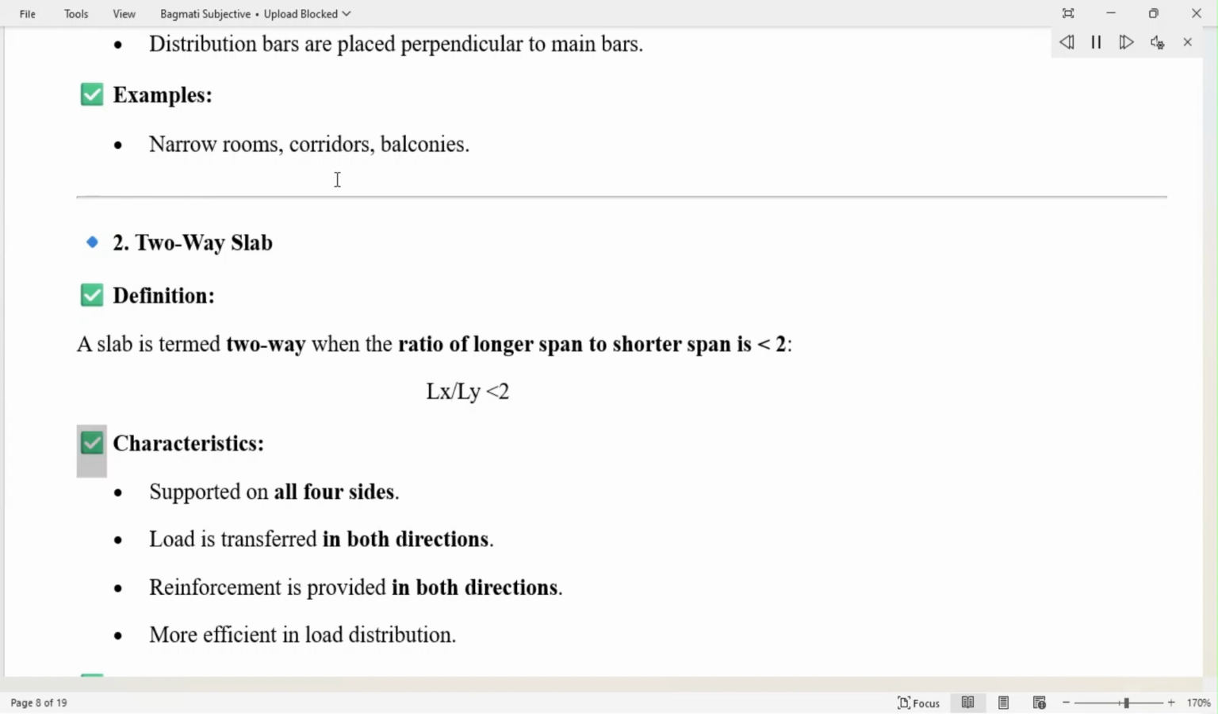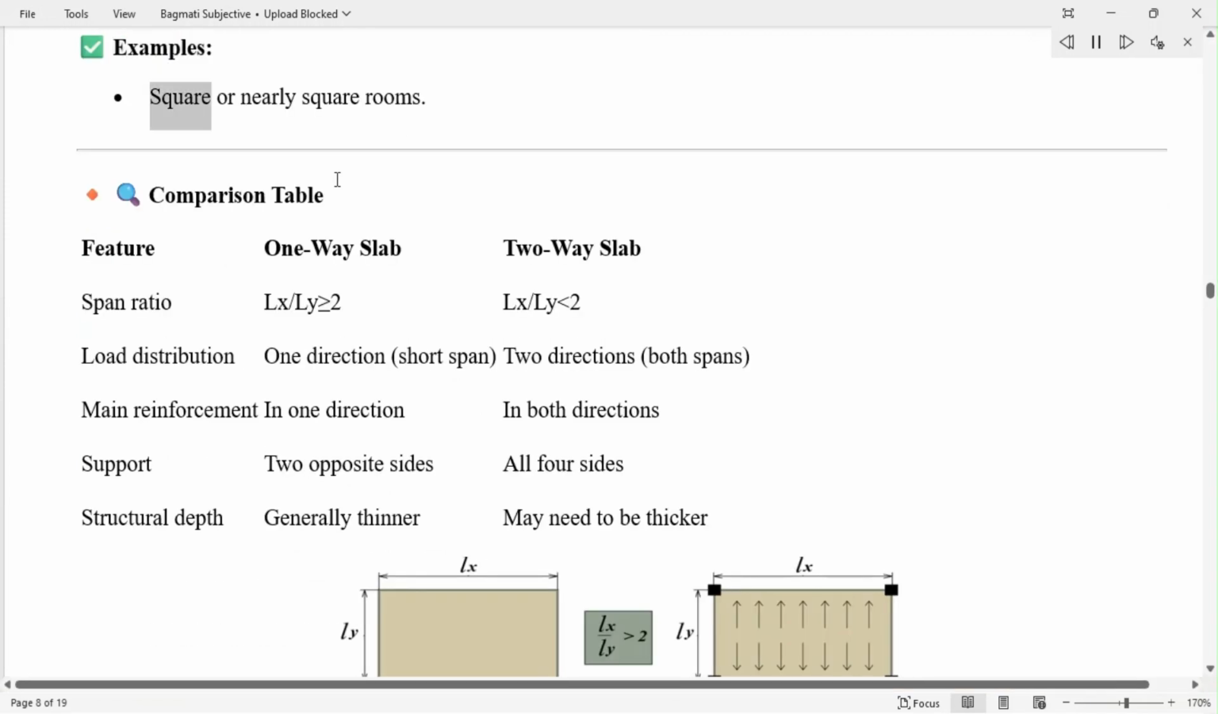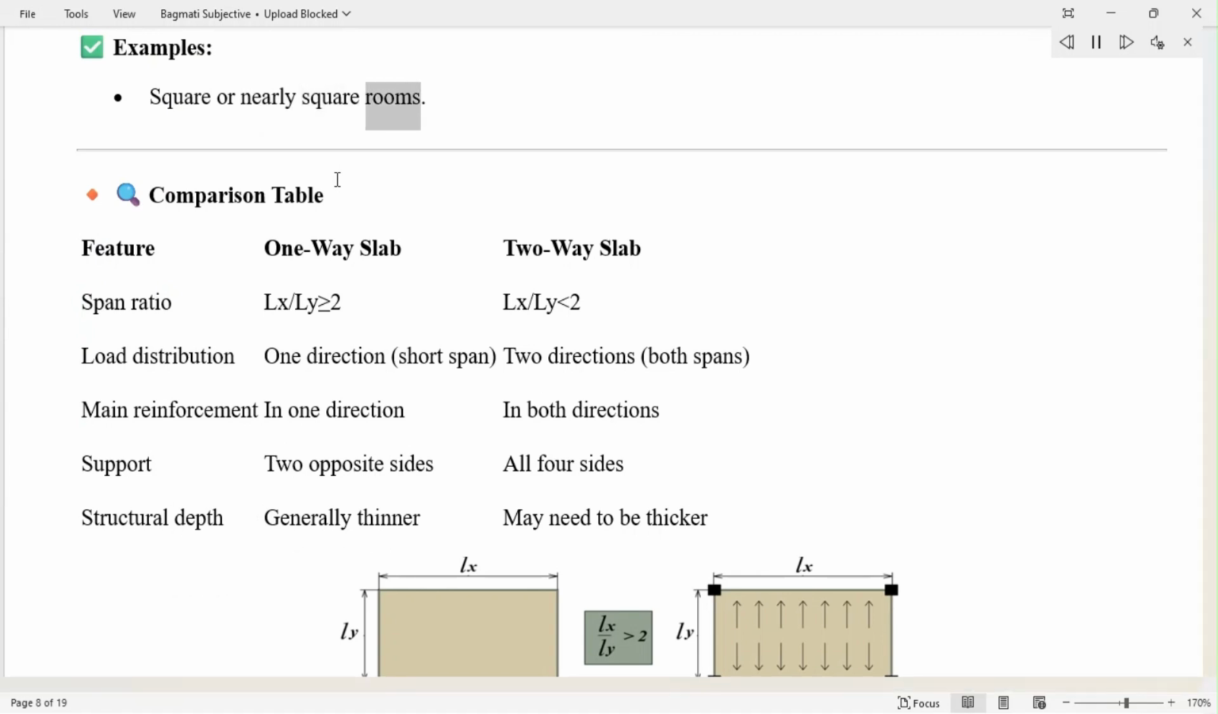Lx/Ly > 2. Arc characteristics: supported on all four sides. Load is transferred in both directions. Reinforcement is provided in both directions. More efficient in load distribution. Examples: square or nearly square rooms.